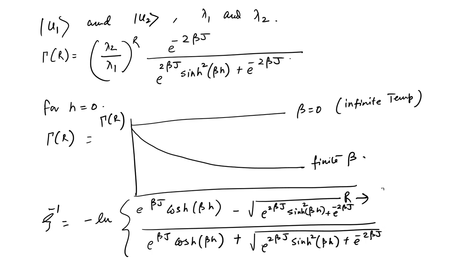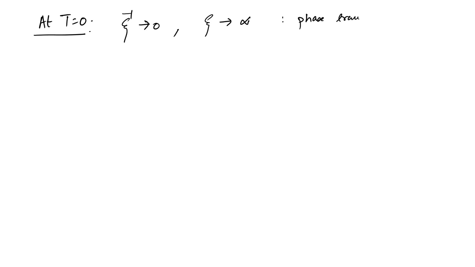Okay, so this is the correlation length, and this correlation length is an important quantity in the discussion of phase transition. If you are at T equal to 0, then xi inverse goes to 0, which means xi goes to infinity, which means that there is a phase transition.